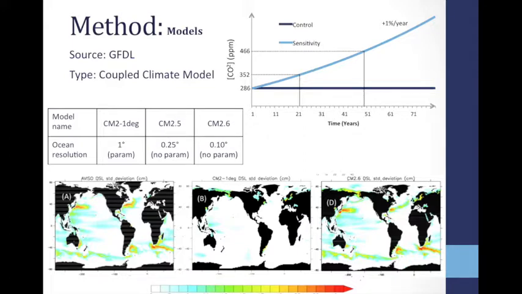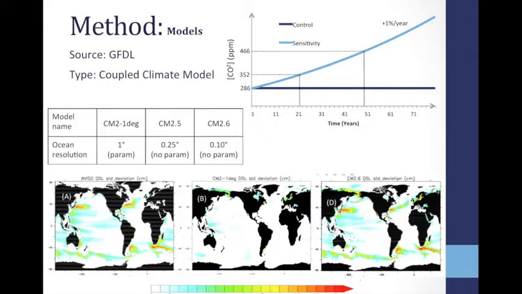The figures shown here are of the dynamic sea level, which is directly related to the energy of the ocean. This is a satellite observation. This is a CM2 1 degree model, and this one is CM 2.6. CM 2.6 is much closer to reality.